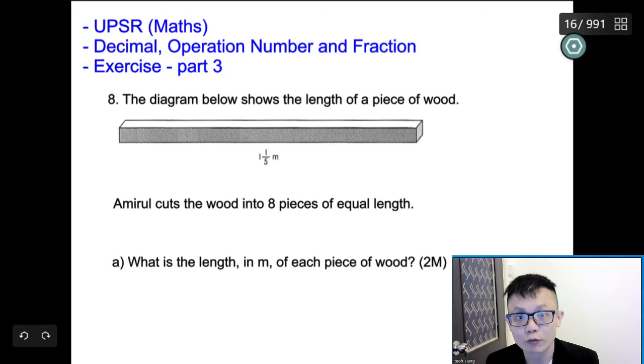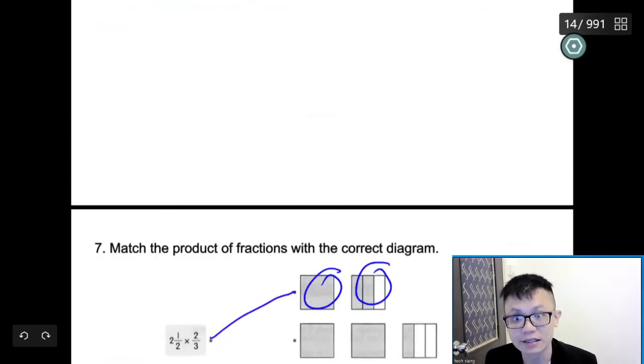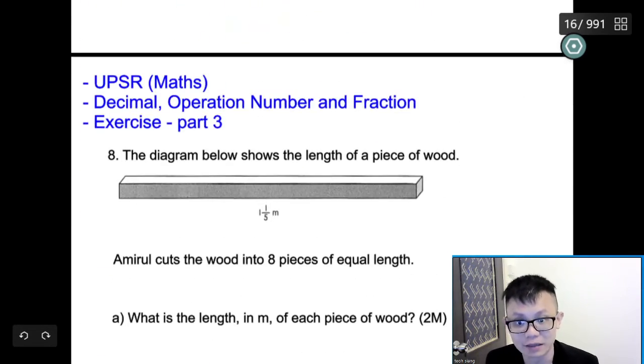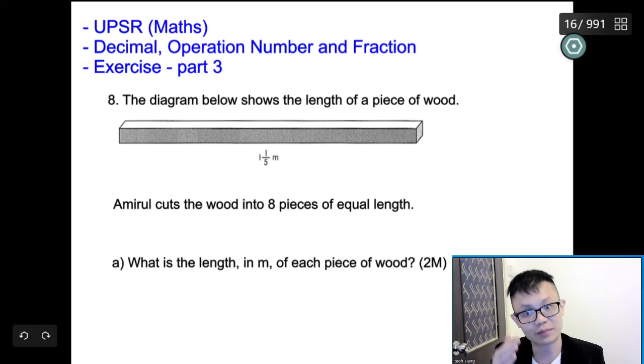So today we are going to do UPSR Math decimal operation, number, fraction exercise part 3. In the previous part we already did question number 7. Now we are going to do question number 8. The diagram below shows the length of a piece of wood. A mirror cuts the wood into 8 pieces. What is the length in meter of each piece of the wood?